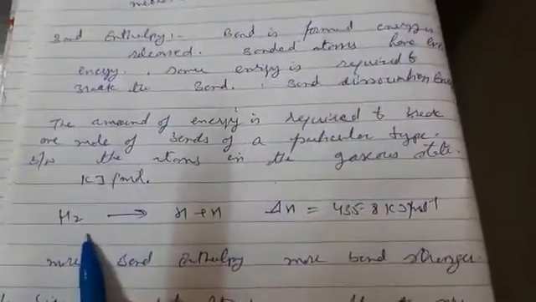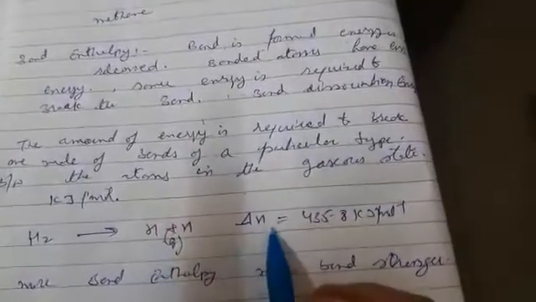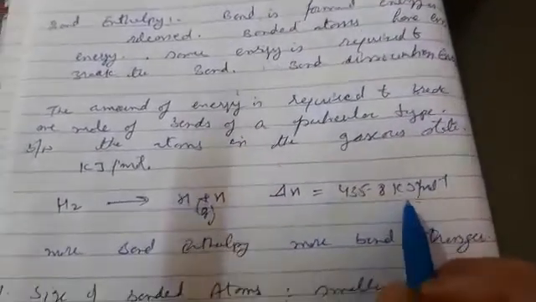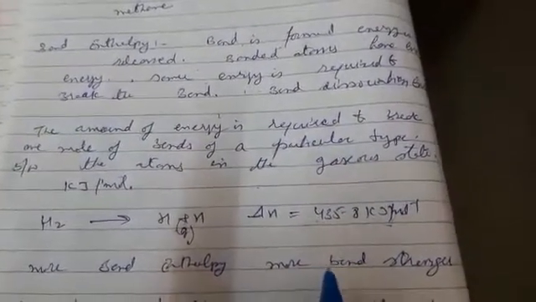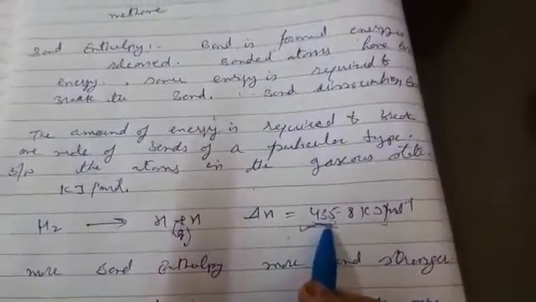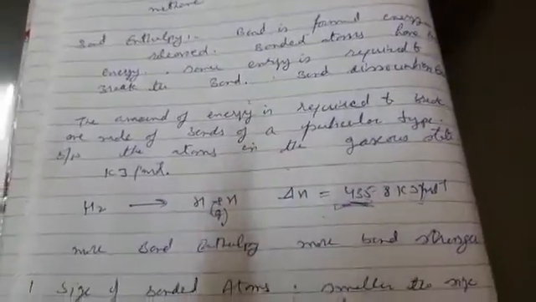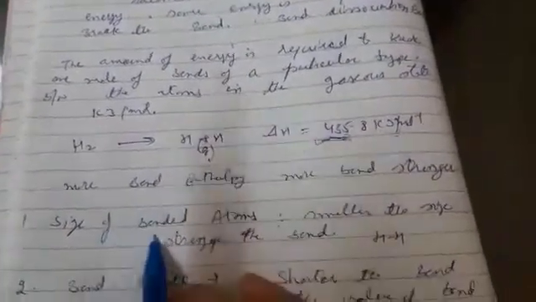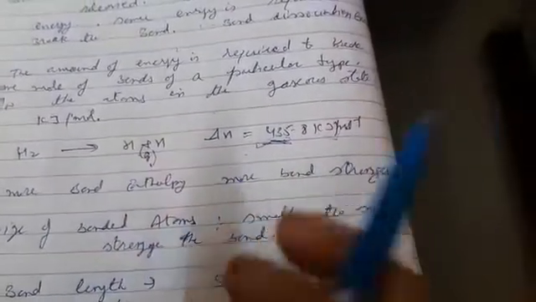Like in case of H2, when it breaks into hydrogen and hydrogen in the gaseous state, that energy is 435.8 kilojoule per mole. And the more the bond enthalpy, the stronger the bond. If the bond dissociation energy value is more, it indicates that the bond is stronger. And some factors affect this. The first one is the size of bonded atoms. Smaller the size of bonded atoms, stronger is the bond.